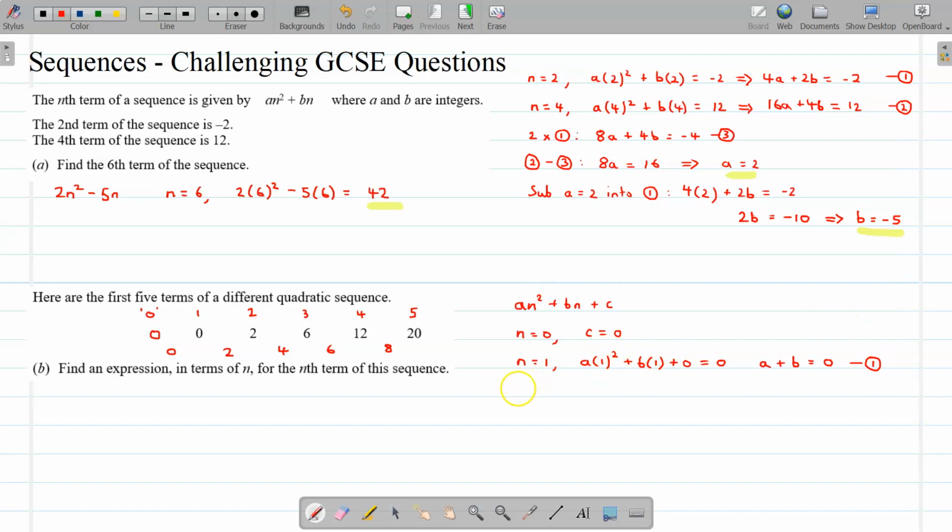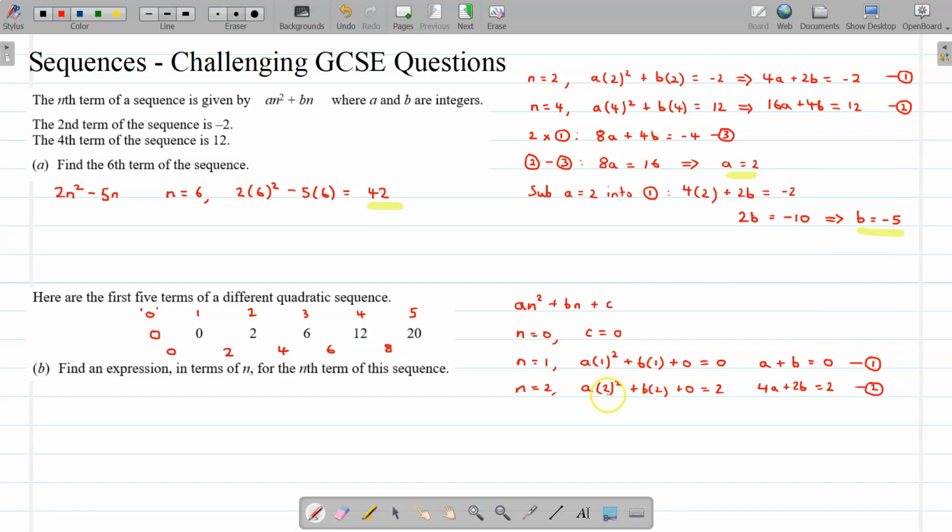And now we look at when n is 2, the second term in the sequence. Well, when n is 2, a times 2 squared plus b times 2 plus c, which is 0, gives us the second term in the sequence, which is 2. So just tidying that up, we get 4a plus 2b equals 2. And I'm going to call that equation 2.